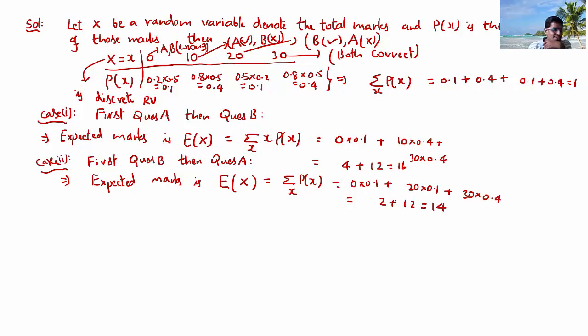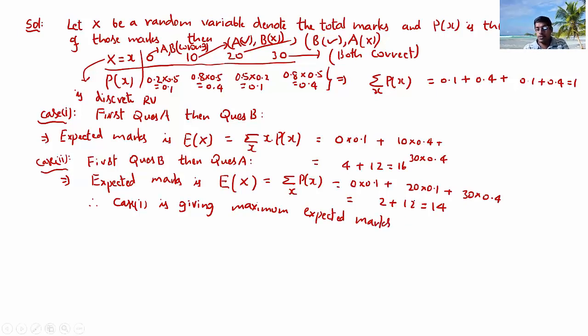So case 1 gives 16 marks, case 2 gives 14 marks. So therefore case 1 is giving maximum expected marks. So question 1 first, that means question A first, question B second, expected marks is 16.